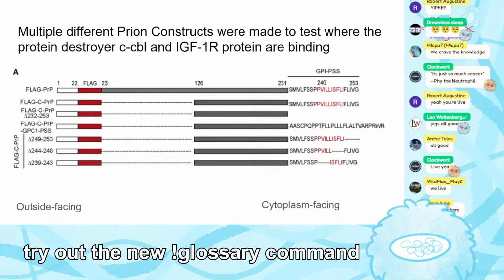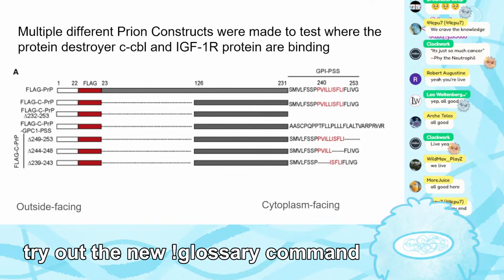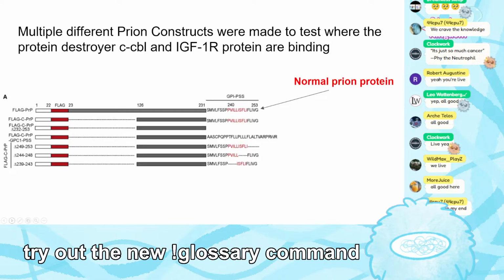Yeah, so there are a couple of different versions of the prion protein that these researchers made from scratch, right? So you have flag PRP. Let's see if I labeled these. I labeled these, right? Yeah. Okay. So flag PRP, this is the normal prion protein.